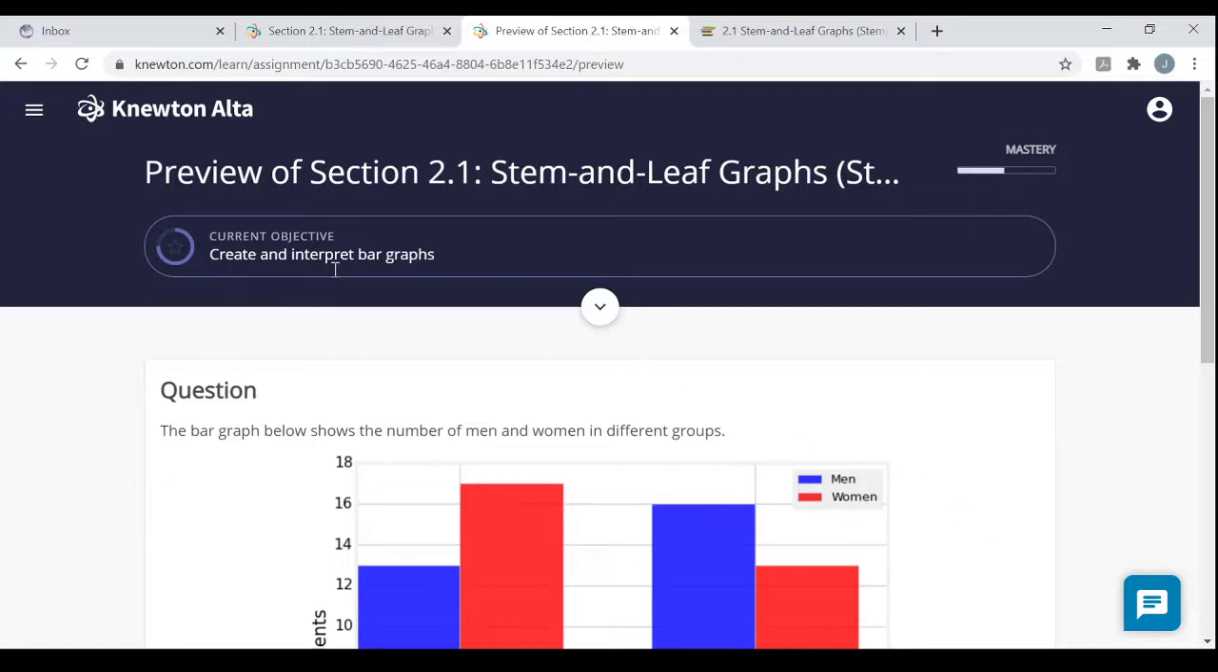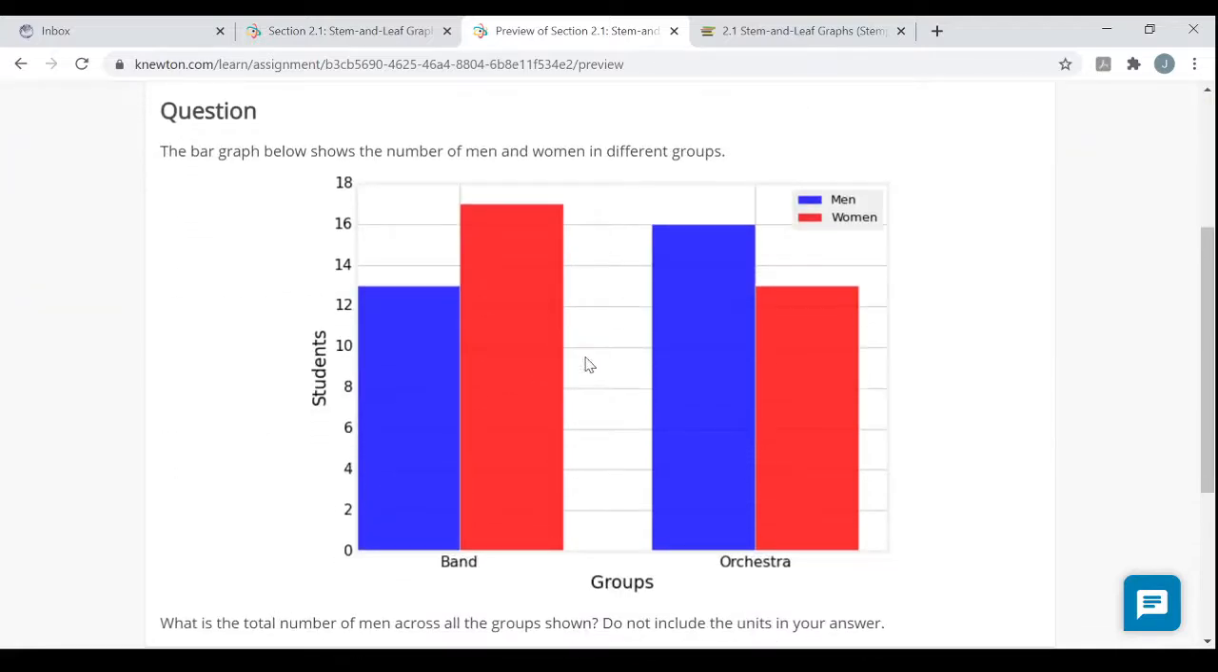All right, so create and interpret bar graphs still. So there's another one. It's just like that chess and math club one, only the bar graph shows the number of men and women in different groups in band and orchestra. Again, blue represents men, red represents women. Question this time is, what is the total number of men across all the groups shown? And don't write the word men, right? Don't include units.